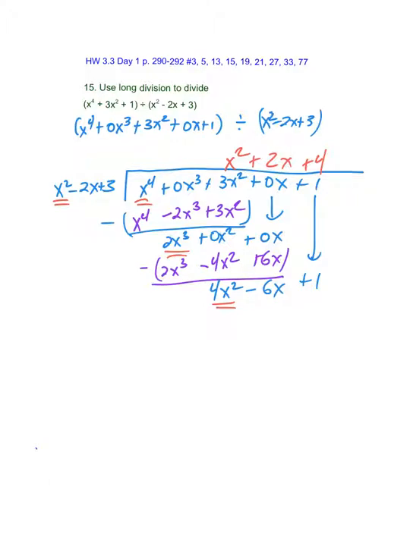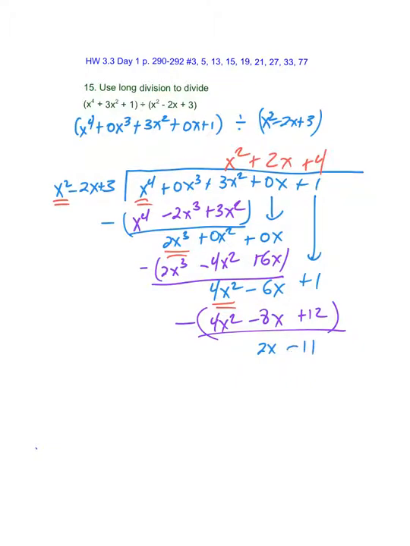Now we're going to multiply 4 by each term in the divisor. So 4 times x squared is 4x squared. 4 times negative 2x is minus 8x. 4 times 3 is positive 12. And now we're going to subtract. 4x squared minus 4x squared is 0x squared, which it should be. That's how we chose the term for our quotient. Negative 6x minus negative 8x is like negative 6x plus 8x, which is going to be 2x. 1 minus 12 is negative 11.